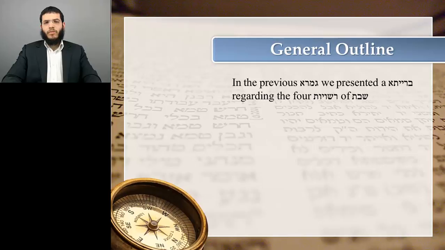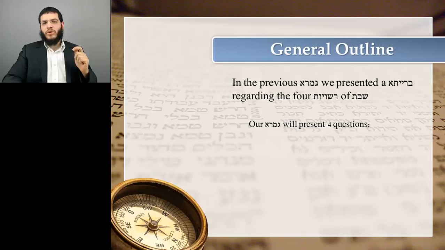In the previous Gemara, we presented a brisa that described and discussed the four Rishuyos of Shabbos: Rishus HaYachid, Rishus HaRabim, a Karmelis, and a Makom P'tur. In this Gemara, we're going to begin by asking some questions on the brisa and analyzing this brisa. So we're going to ask four questions on the next piece.